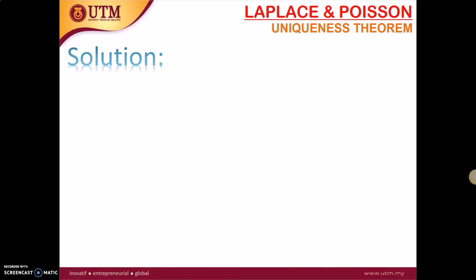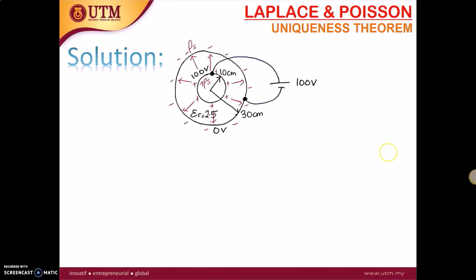So for the solutions, this is the case. We have a spherical capacitor. We connect one of the surfaces, which is the inner surface, to 100 volts, while the other surface, when R equal to 30 cm, we connect to the negative part. So one is 100 volts, another one is 0 volts. So the potential between A and B is 100 volts.